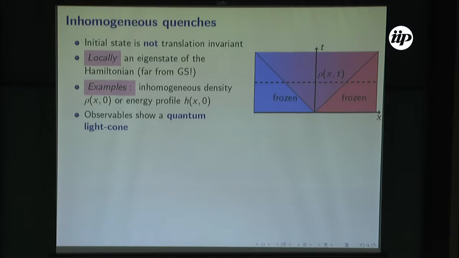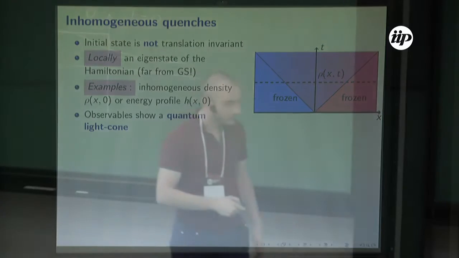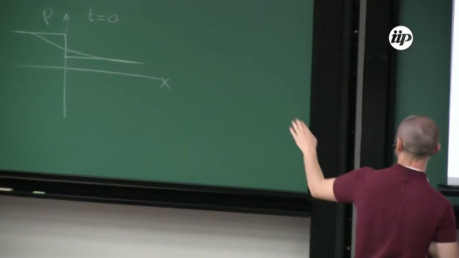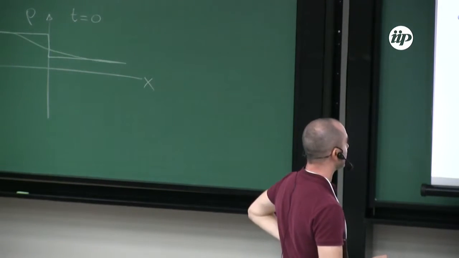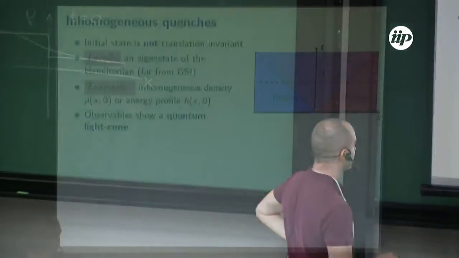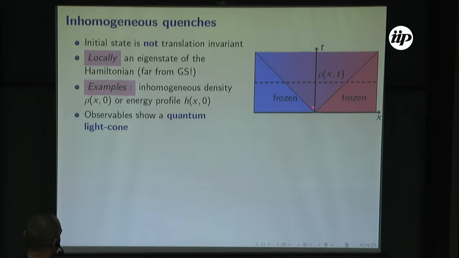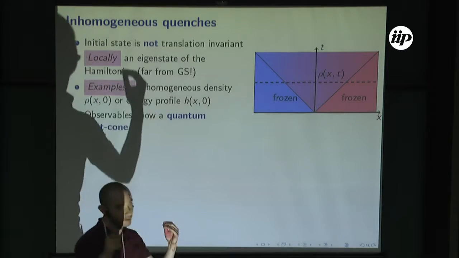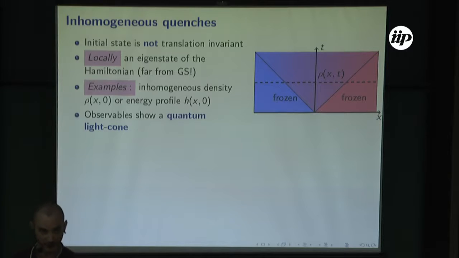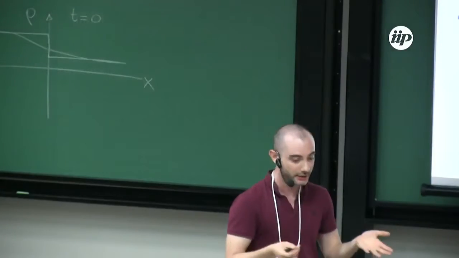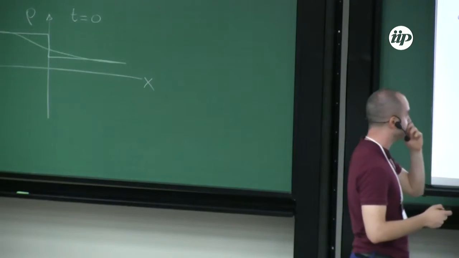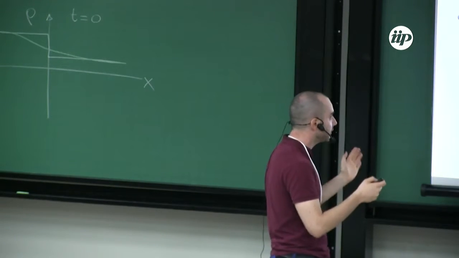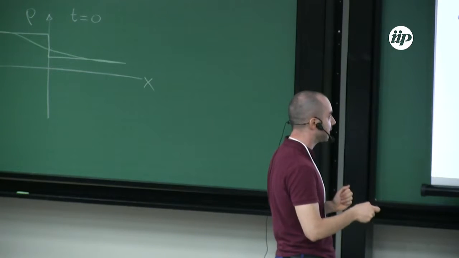Yeah, as time increases, okay? So there will be some inhomogeneous density profile along the chain, rho of x. But the crucial point is that if you take a time which is very small, very far from the contact point, the system is still in its ground state. So the particles do not know that the chains are coupled together. So essentially, the dynamics will build a light cone.